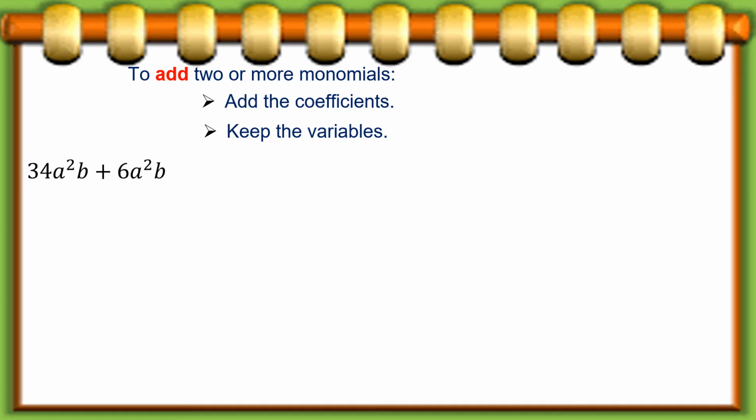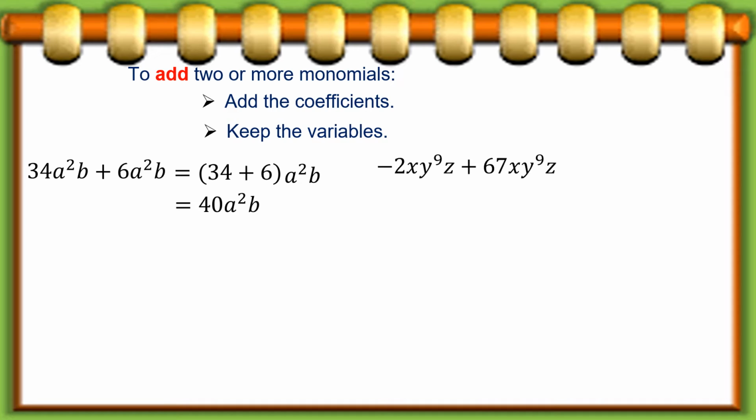Supposing we have 34a squared b plus 6a squared b. In here, we are going to add 34 plus 6 and keep the variables a squared b. So what is 34 plus 6? Correct. It would be equal to 40. So the answer would be equal to 40a squared b. How about negative 2xy to the ninth plus 67xy to the ninth? Are they like terms? Yes. So we are going to add negative 2 plus 67, then keep the variables. What is negative 2 plus 67? Correct. It would be equal to positive 65. So the answer is 65xy to the ninth.